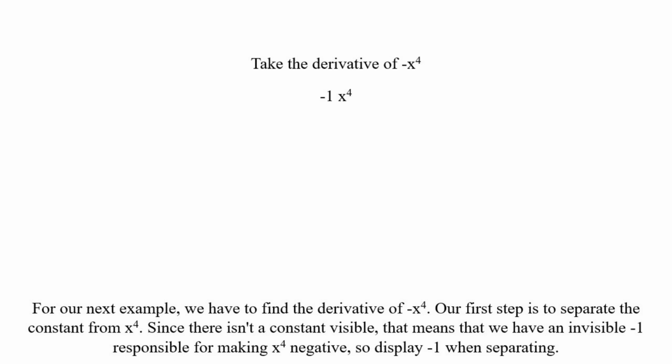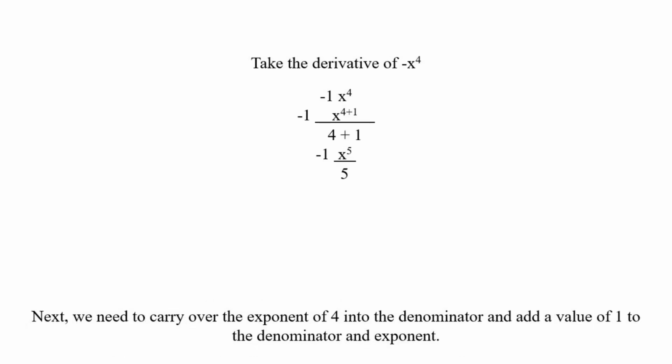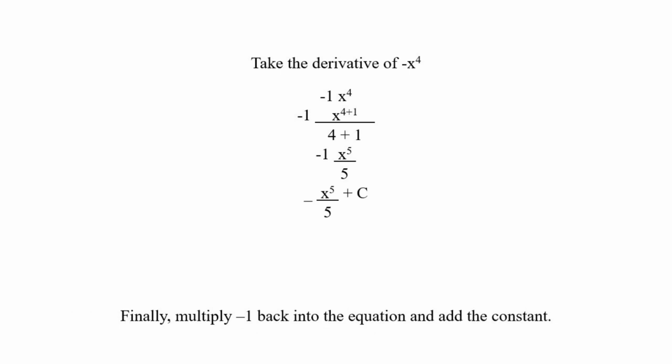For our next example, we have to find the derivative of negative x to the fourth power. Our first step is to separate the constant from x to the fourth power. Since there isn't a constant visible, that means that we have an invisible negative 1 responsible for making x to the fourth power negative, so display negative 1 when separating. Next, we need to carry over the exponent of 4 into the denominator and add a value of 1 to the denominator and exponent. Finally, multiply negative 1 back into the equation and add the constant.